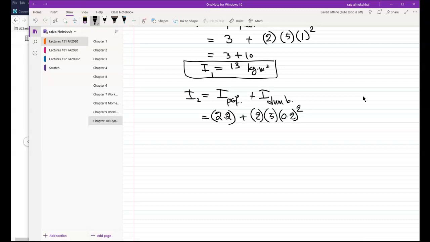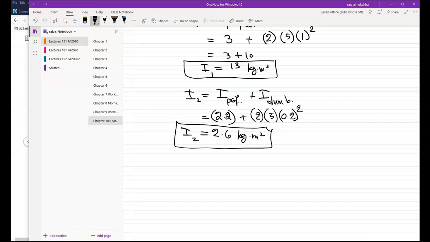Got it? And when I calculate that, let me calculate it. 2.2. I got 2.6 kilogram meters squared. There we go.